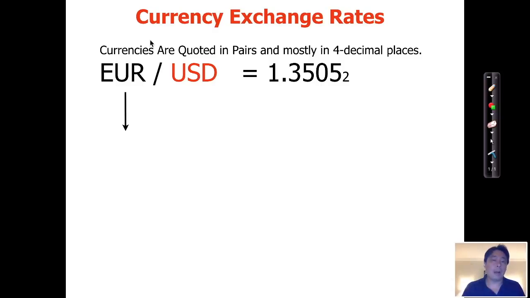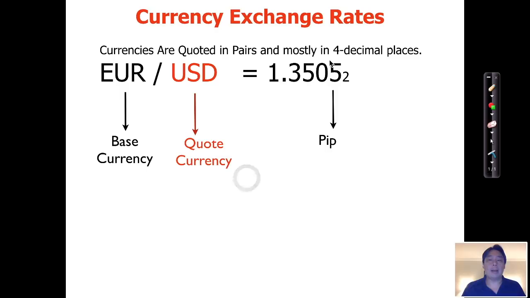When you see a currency pair, the first one is known as the base currency. So Euro is the base currency. USD is known as the quote currency. And like I said, the 4th decimal place is known as the pip, and the pip is the smallest change in the currency pair that we are concerned about. In this case, it is 3505. Usually when we read it, we don't say 1.3505. We just say 3505.